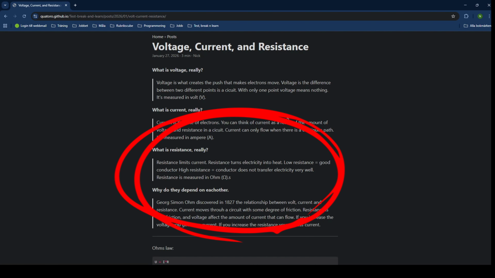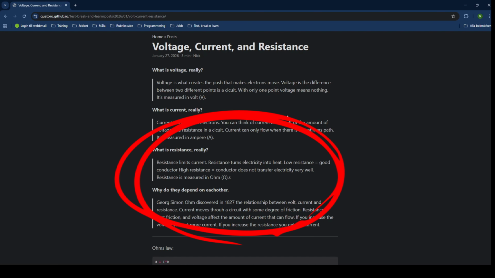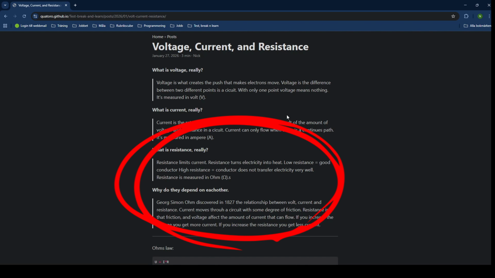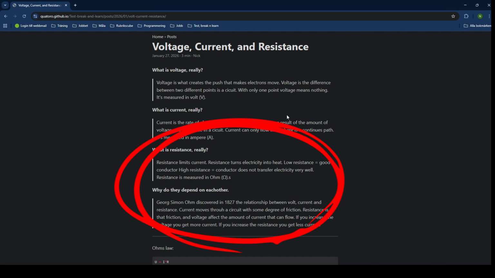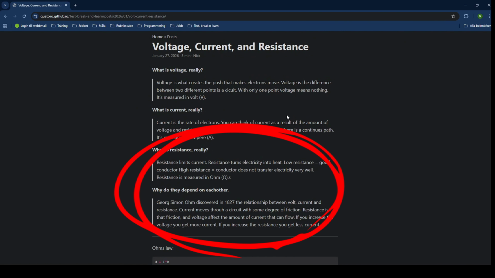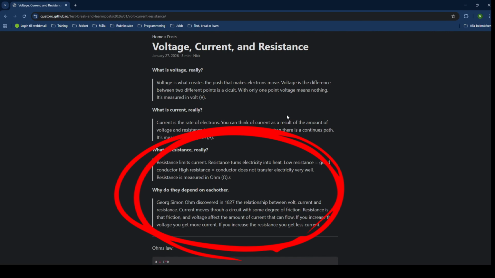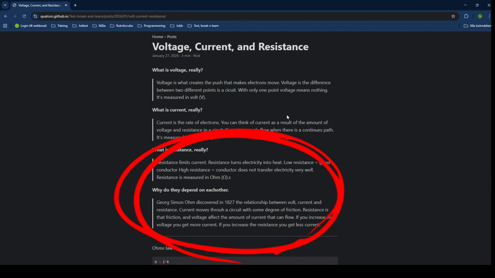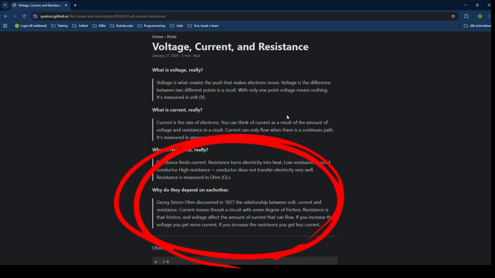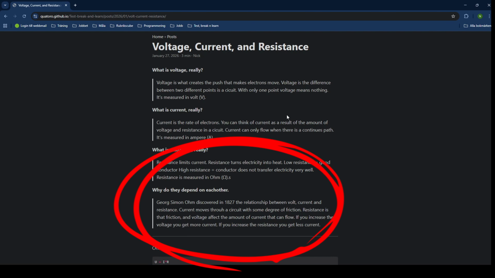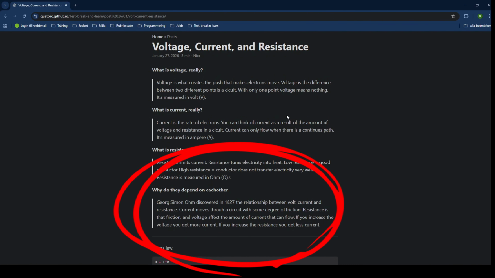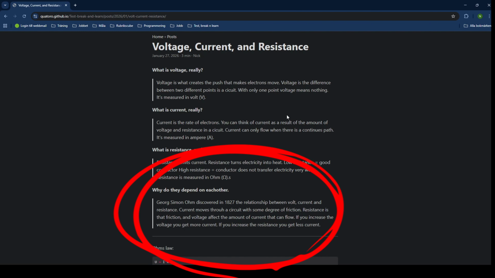And resistance limits current. It turns electricity into heat. A good conductor, like copper, conducts electricity very well, and a good conductor has low resistance. If it has a high resistance, it does not transfer current very well. Almost everyone knows that glass, for example, won't transfer electricity, even if you don't know anything about electricity.